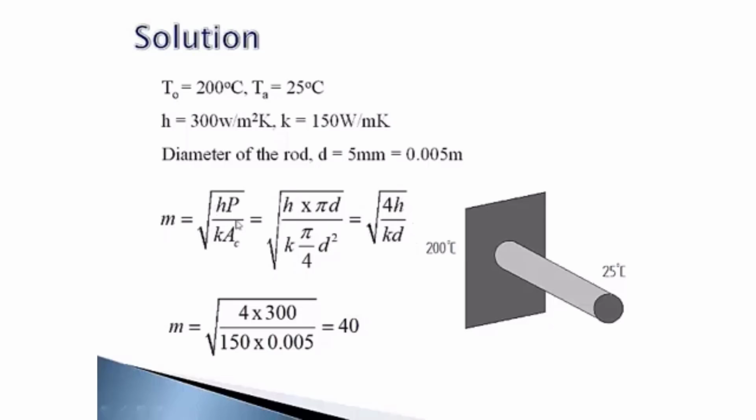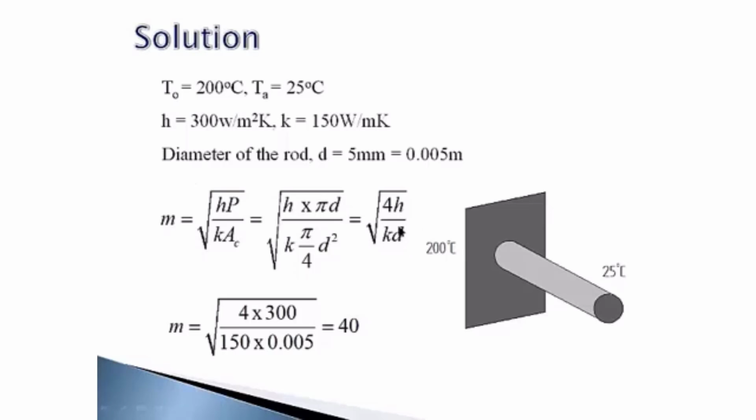For rectangular cross section, you always go for the basic formula, where perimeter will be 2 times width plus 2 times thickness, and Ac will be breadth into thickness. So that way you need to calculate. So this is always the formula which you have to use. In certain circumstances, you can reduce the formula into a simplified form like this.